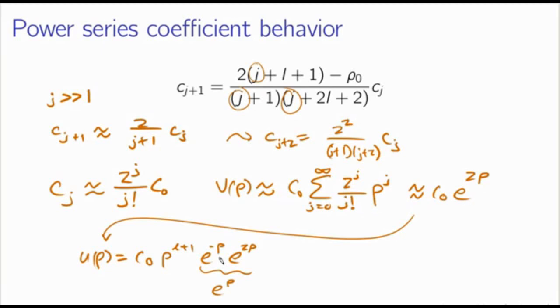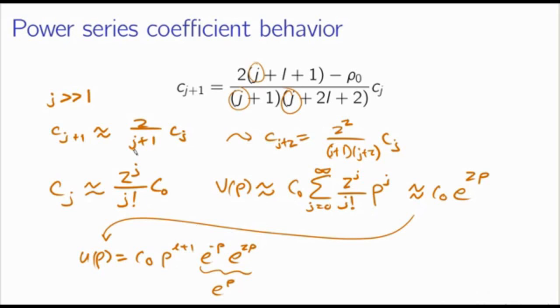So since we ruled that out as not physically reasonable, we have to also rule out this large j approximation as not physically reasonable. This is a valid solution to the differential equation, but it's not a valid physical solution, really, since it's blowing up for very large r. It's not going to be square integrable. This is not a valid solution.